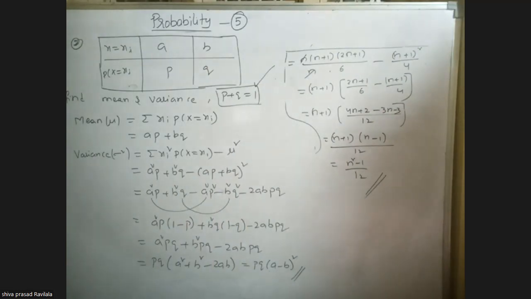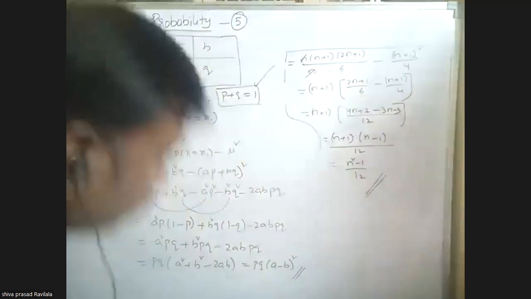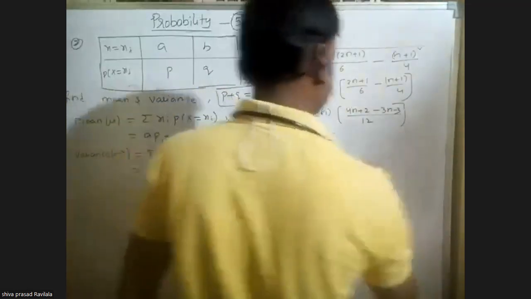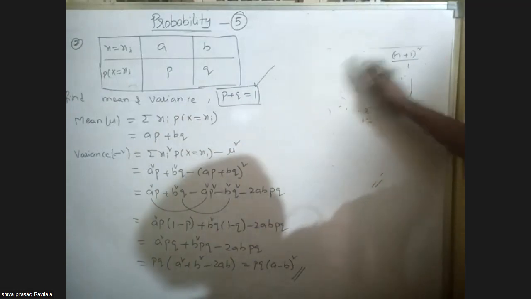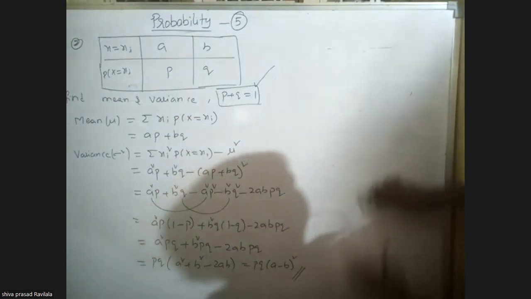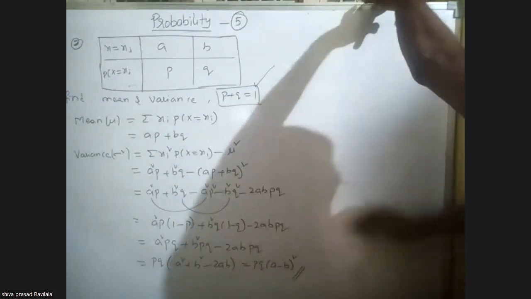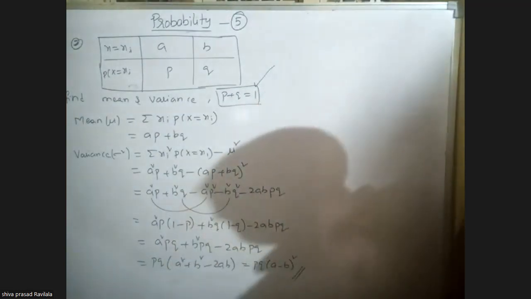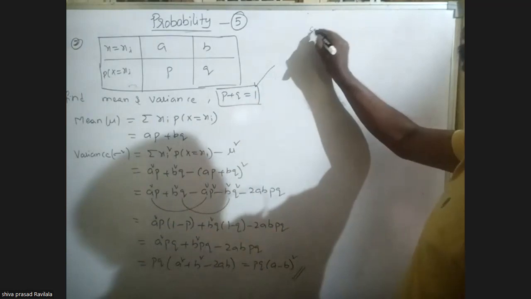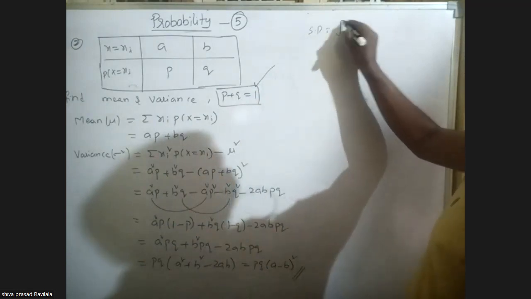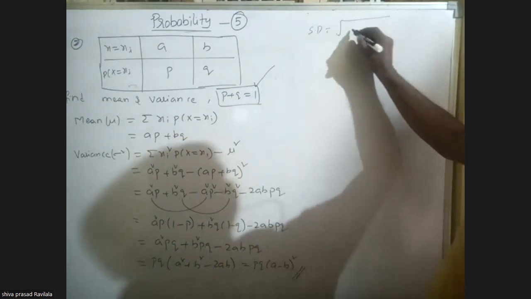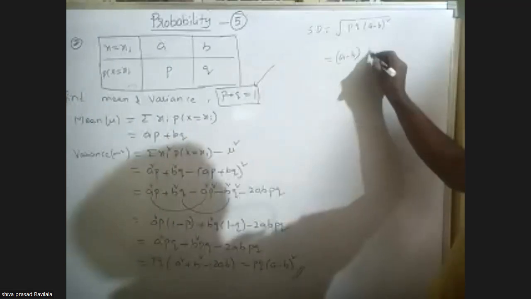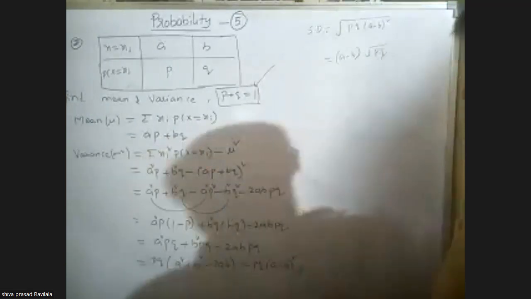Standard deviation is root of the total term, pq into a minus b whole square. Write down a minus b first: a minus b into root pq.